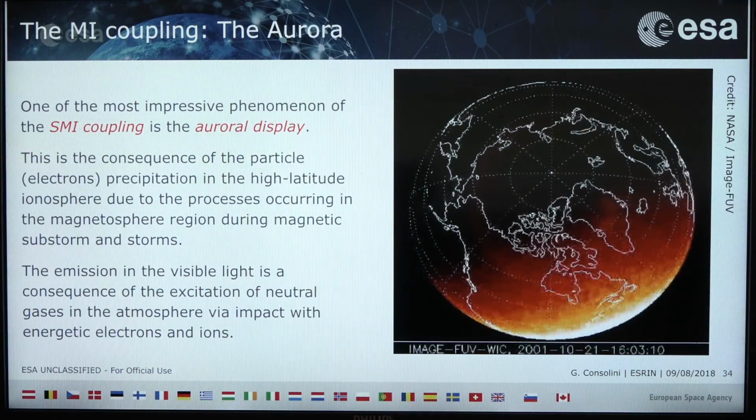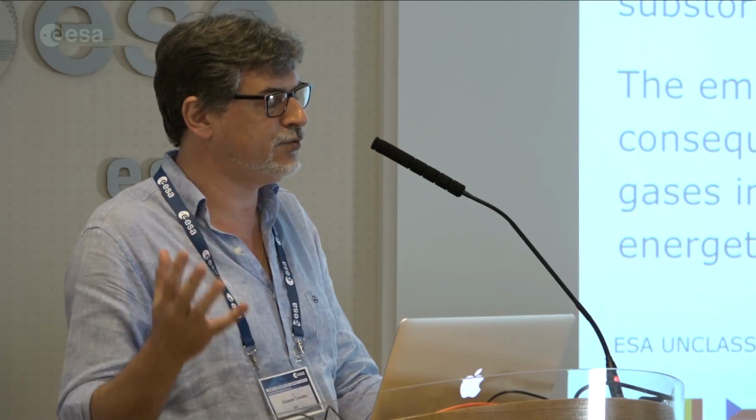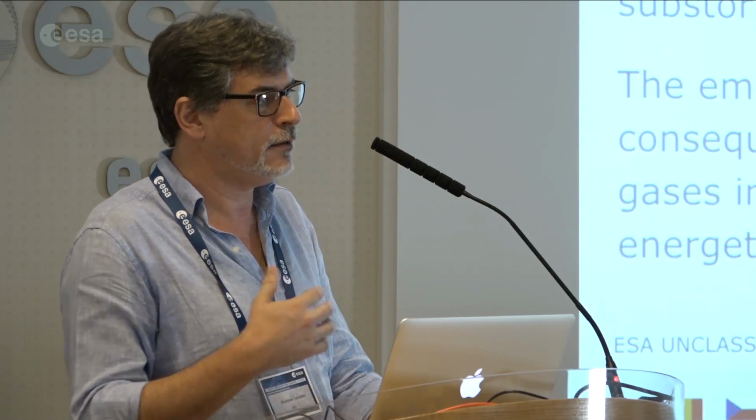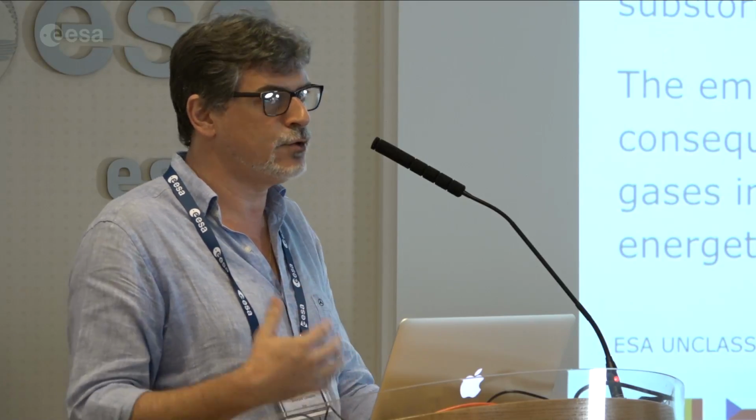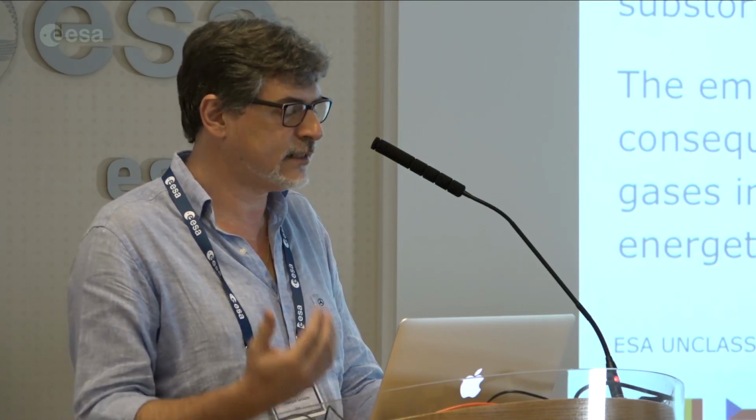I don't know if this works, so let me now move to the last topic. I think that I am quite in time, which deals with the auroral displays. Another effect of the coupling between the magnetosphere and the ionosphere is the light emission that we observe during so-called geomagnetic substorms or auroral substorms.